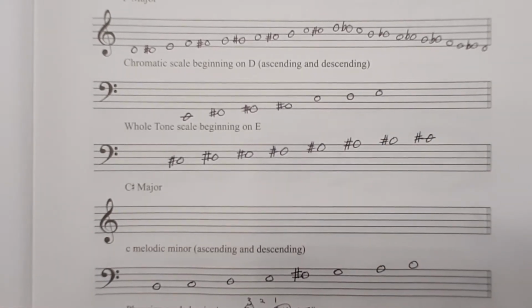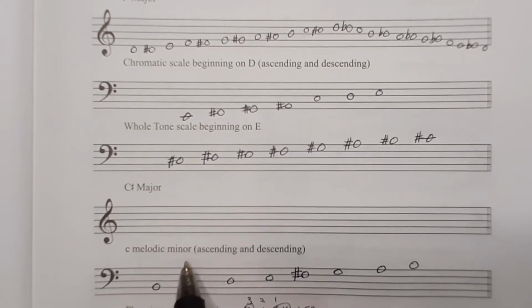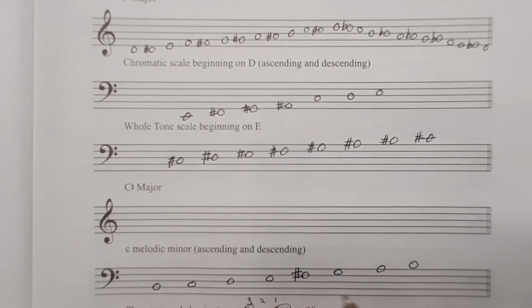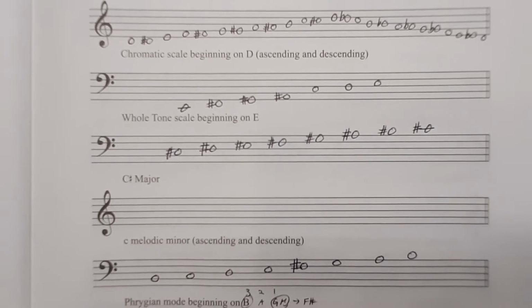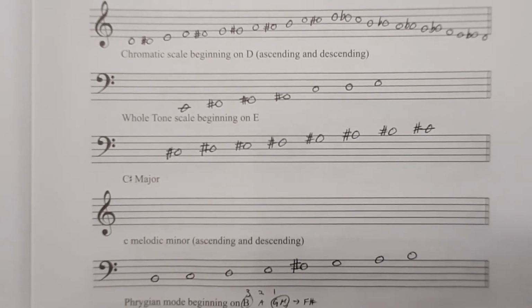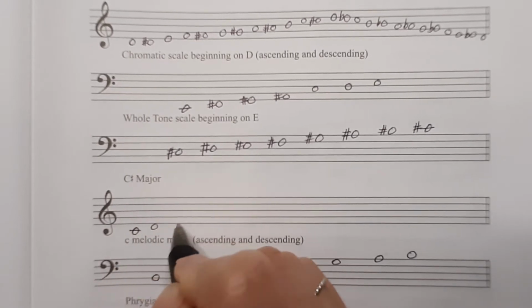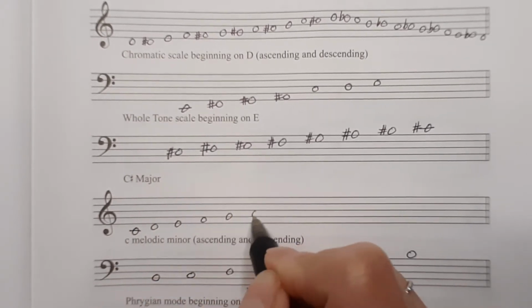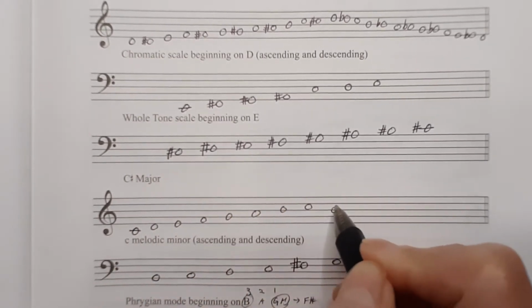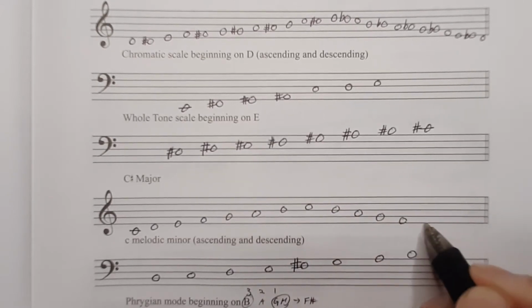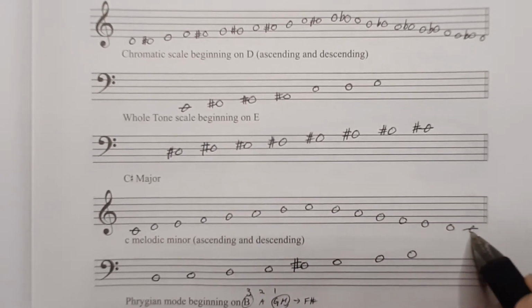Okay, let's do C melodic minor, ascending and descending, right? What's the relative of C? It's E flat. Just keep that in your mind. So we do C, D, E, F, G, A, B, C, and go down. B, A, G, F, E, D, C. Okay.